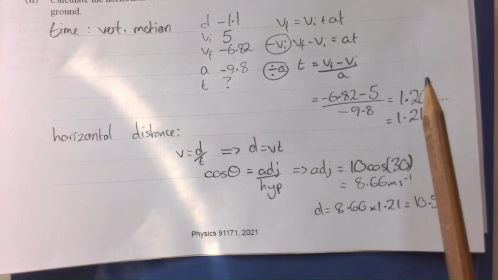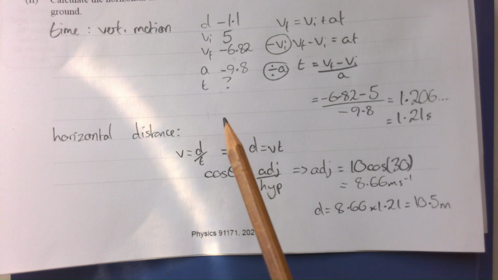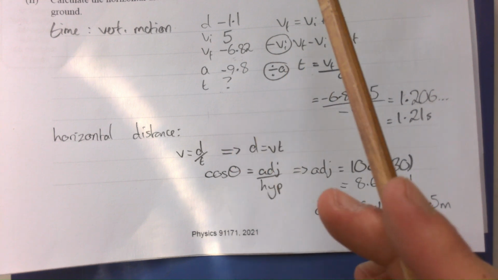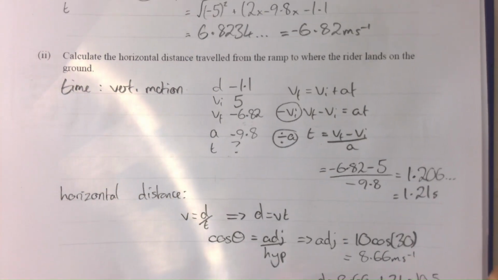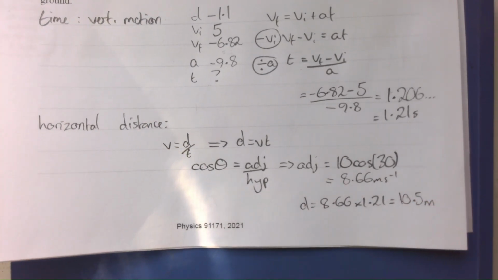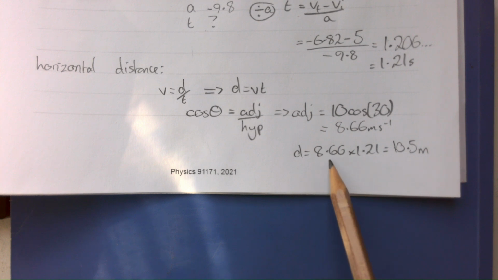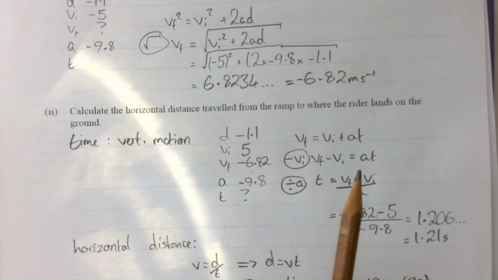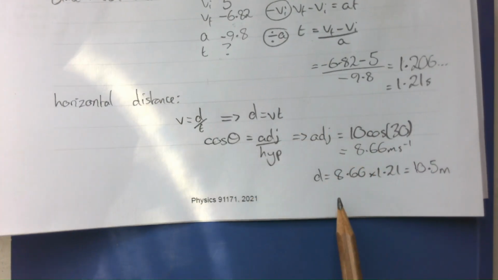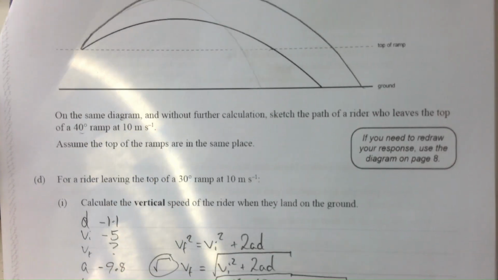If you find the final velocity is 6.82 from the previous part, that's achieved. Or if you've worked out this horizontal velocity of 8.66, that is also achieved. There's a lot to do here, but the achieved marks are just for doing part I and for working out this horizontal velocity. And that's question 1.